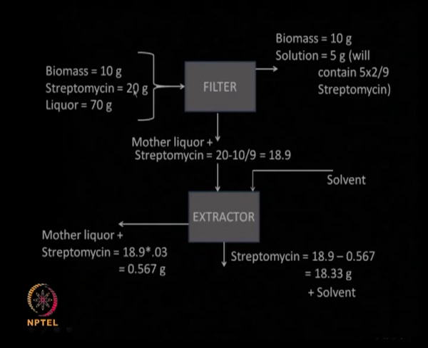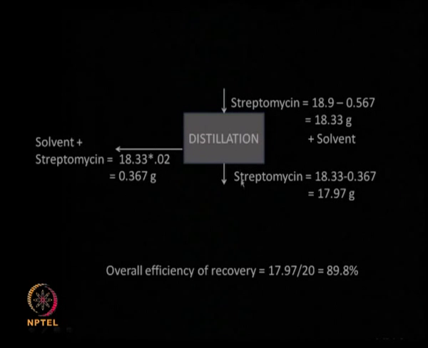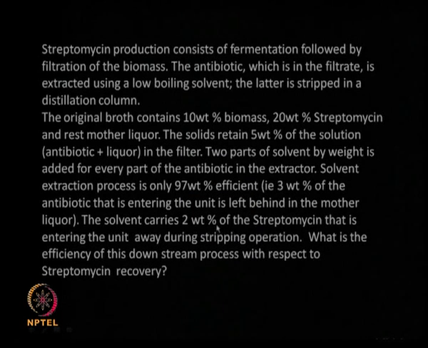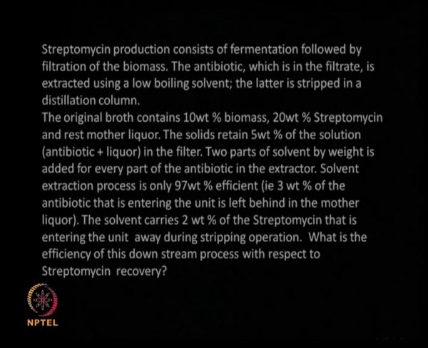So you notice you start with 20 grams, then after the filtration you end up with 18.9 grams, and after the extraction you are left with 18.33 grams. Now this enters a distillation column where the solvent is distilled out and the remaining is the streptomycin. Now according to the problem, if you remember, 2 weight% of the streptomycin that is entering the unit is taken away by the solvent. So the solvent, when it is getting distilled, takes away 2 weight% of the streptomycin that is entering the distillation column.